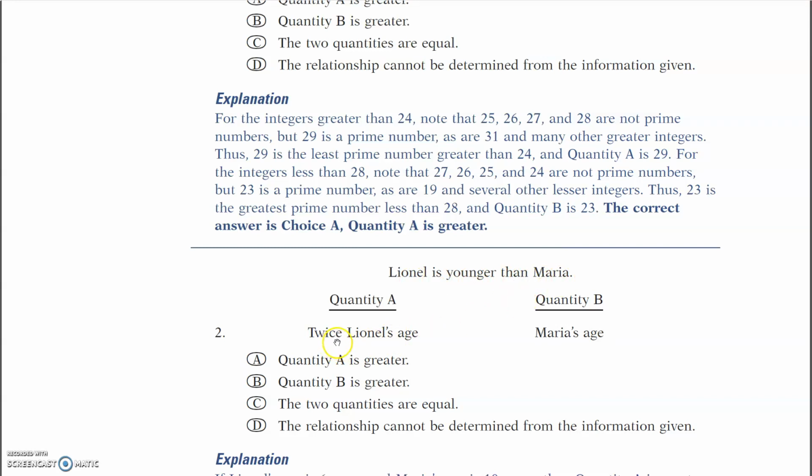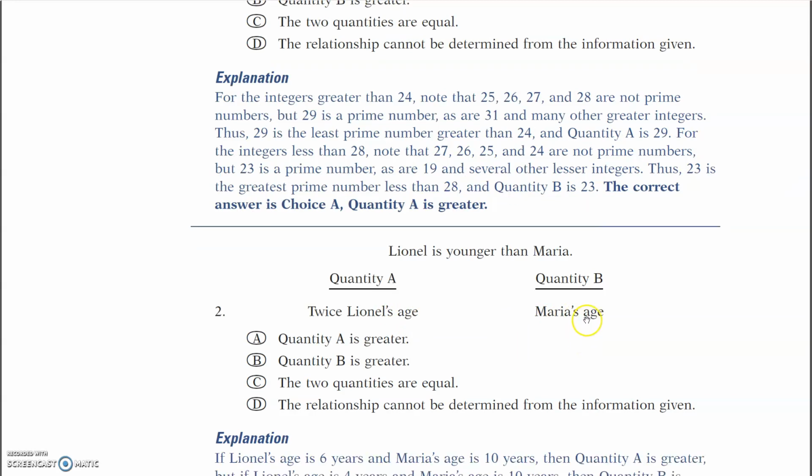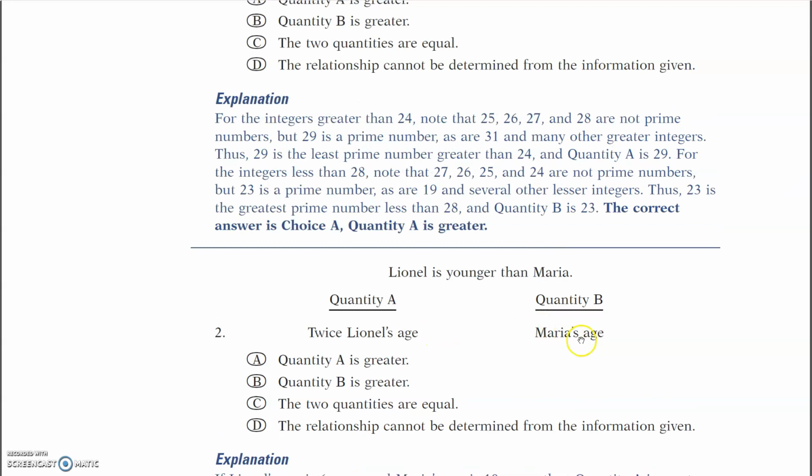But let's check. Is it twice Lionel's age? You don't even know Lionel's age. Maria's age is abstract. So now we have to give a value for it. Let's say Lionel is 2 and Maria can be anything. Maria can be 3, can be 4, can be 5, because it satisfies this condition. So now let's look at it. Let's say Lionel is 2, Maria is 3. Write it down, please.